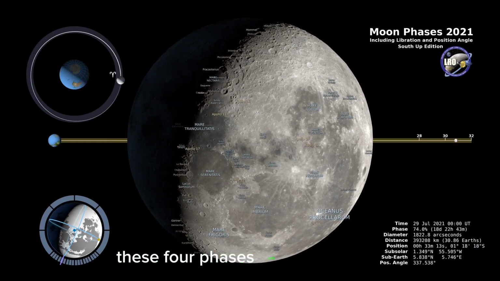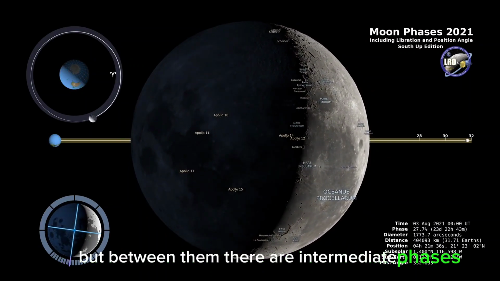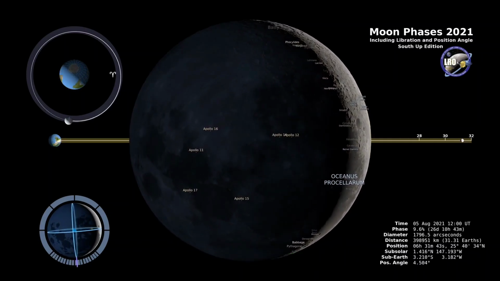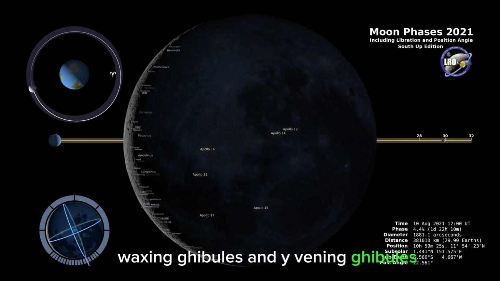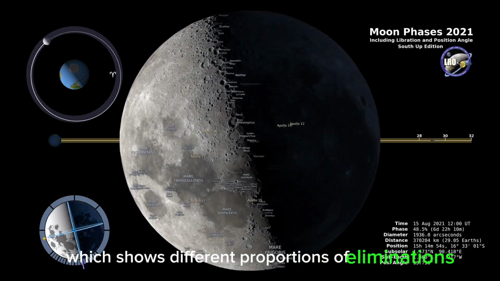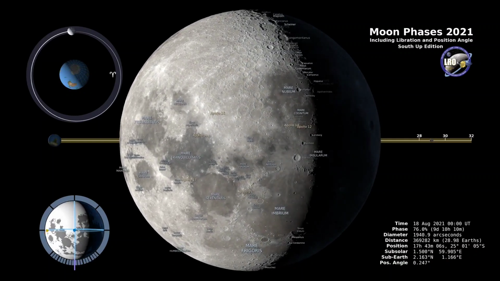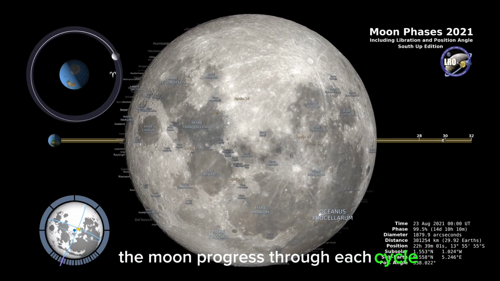These four phases are the primary ones, but between them there are intermediate phases like waxing crescent, waxing gibbous, waning gibbous, and waning crescent, which show different proportions of illumination as the moon progresses through each cycle.